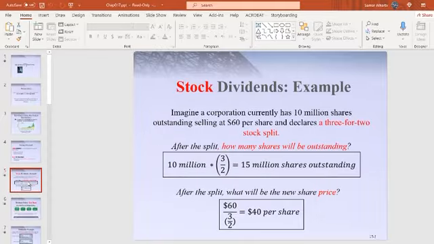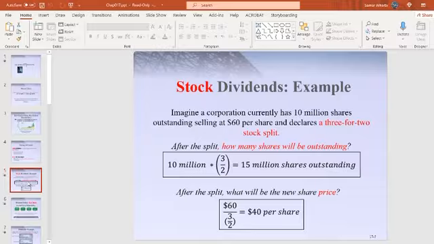Imagine a corporation currently has 10 million shares outstanding. So how many shares do they have in the market? They have only 10 million, selling at $60 per share, okay? The price of each share is $60, but the company announced a 3-for-2 stock split. This is how they write it, 3-for-2.